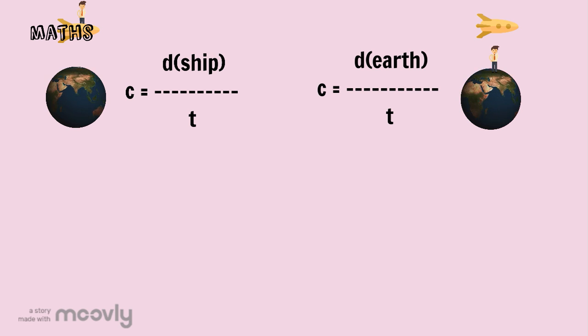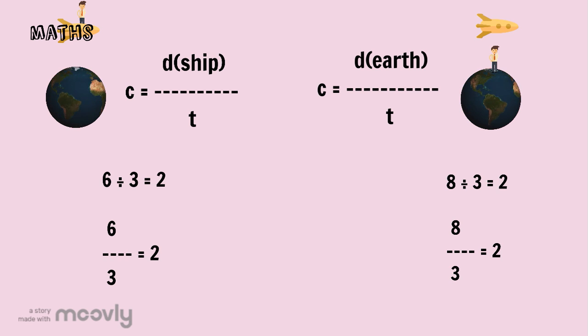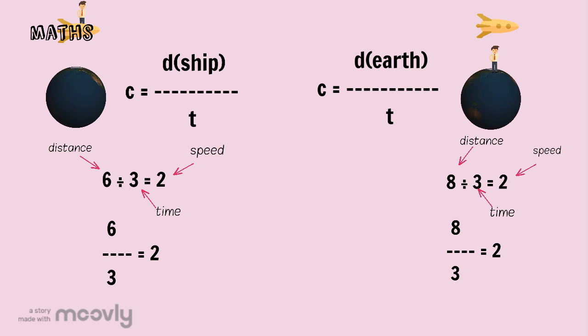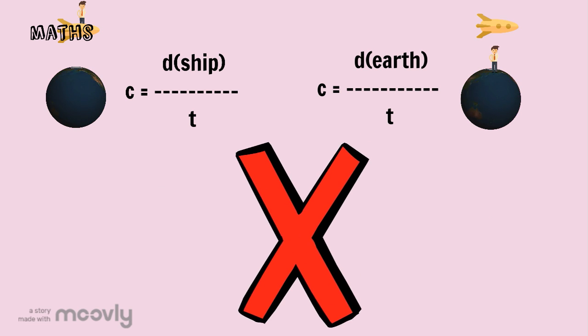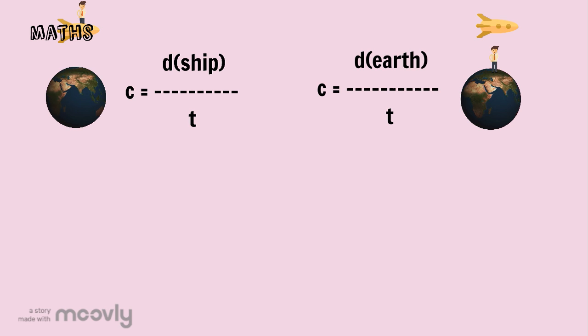Let's imagine our 2 distances are 6 and 8, just to keep it simple. Our time is 3 and our speed, c, is 2. If our 6 divided by 3 equals 2 and 8 divided by 3 equals 2, we've broken the law of mathematics. It just can't be true.